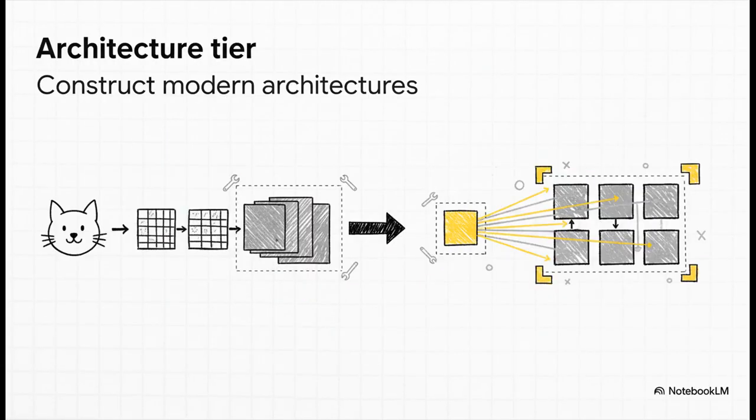Then, once you have that foundation, you move to the architecture tier, and this is where you use your own code to build some modern marvels. You'll put together convolutional neural networks to recognize images, and even the attention mechanisms that are the powerhouse behind all of today's large language models.